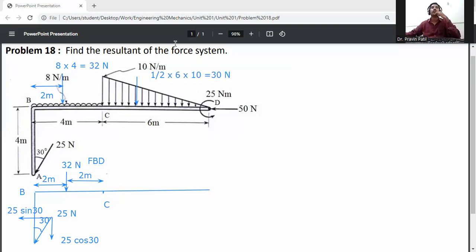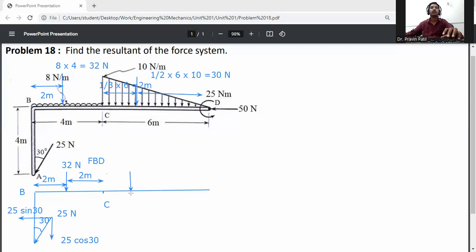So where should it be acted? It is acted at 1/3 from one side and 2/3 from the other side. 1/3 of the base, where the base is 6 meter, so 1/3 into 6 will be 2 meter. It is 2 meter from the C side.